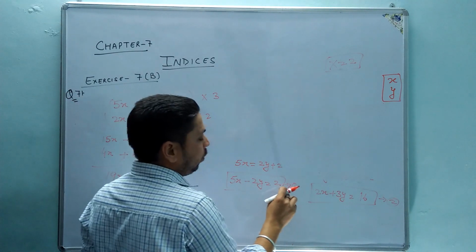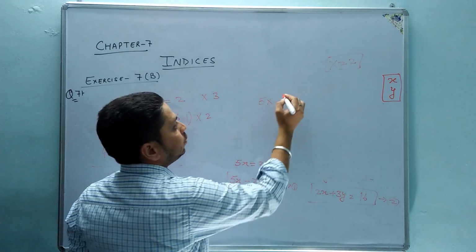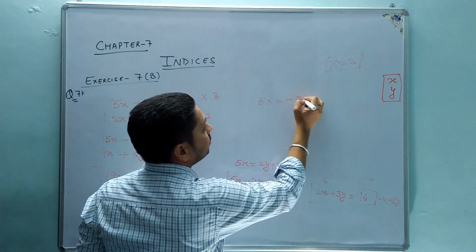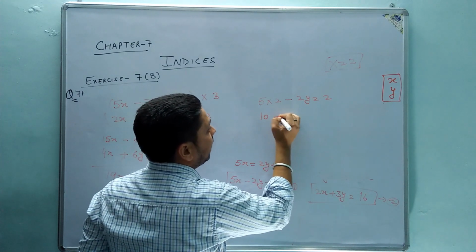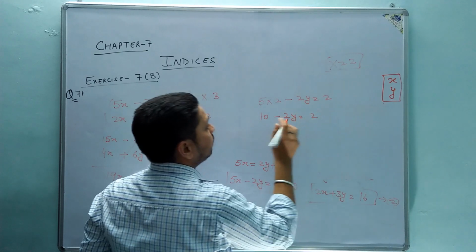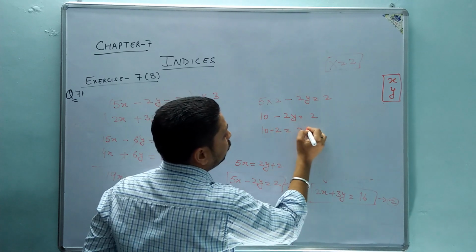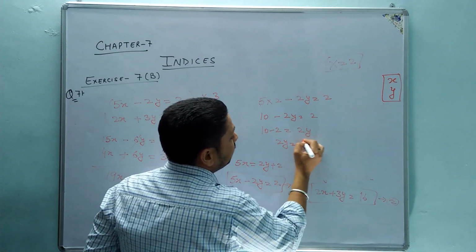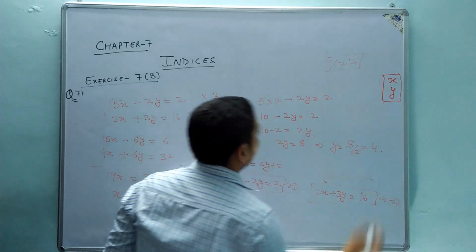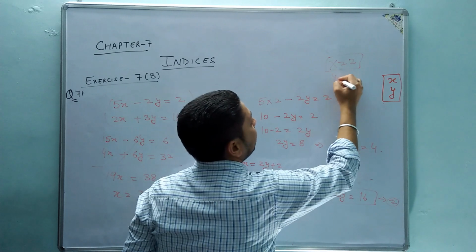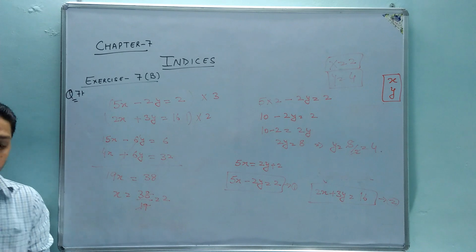Put x is equal to 2 in equation 1. What we will have: 5 multiplied by 2, substituting 2 here, minus 2y is equal to 2. 5 twos are 10, minus 2y is equal to 2. Take y on the other side: 10 minus 2 is equal to 2y. 2y is equal to 8. That implies y is equal to 8 over 2, which is 4. So what is y here? y here is 4. The two values are x is equal to 2 and y is equal to 4.